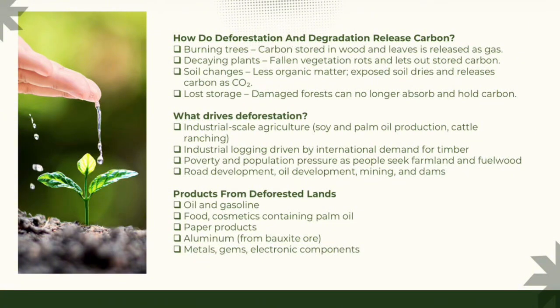Another one is when soil loses its natural nutrients, and when it is left bare and dry, it releases carbon dioxide into the air. And the last one is the lost storage. This is when damaged forest can no longer absorb and hold carbon dioxide. So this is how deforestation and degradation release carbon. The burning of trees, the decaying plants, the soil changing, and the lost storage all help in releasing carbon.